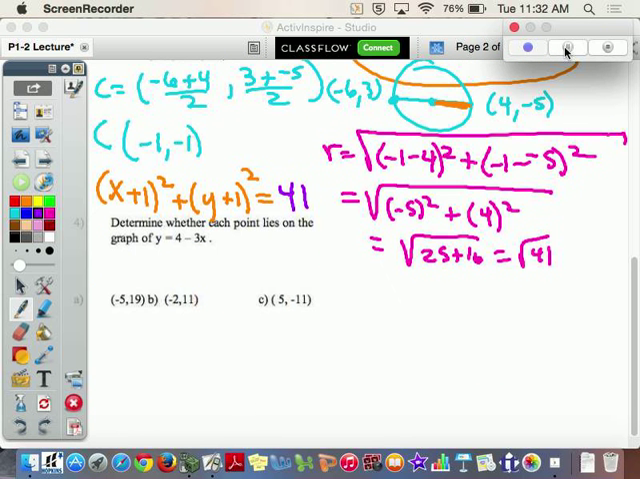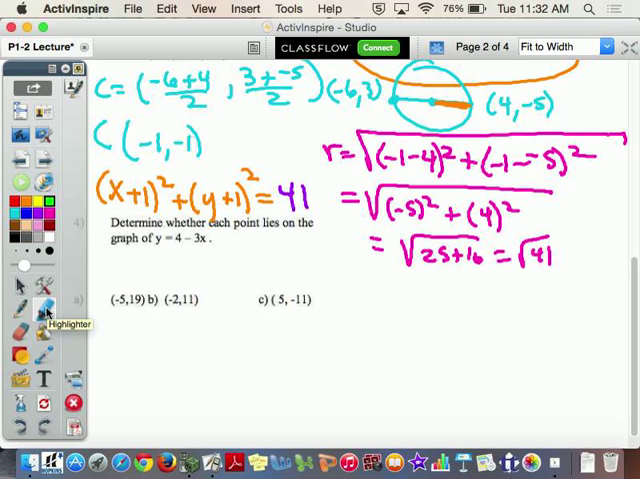Next stuff looks really confusing. And it says, determine whether each point lies on the graph of. Looks super weird. But really, it's a super easy problem. So let's take a look at, to start with, letter B. This phrase, determine whether it lies on the graph, means plug in the numbers and see if it works. And then you just write down yes or no.